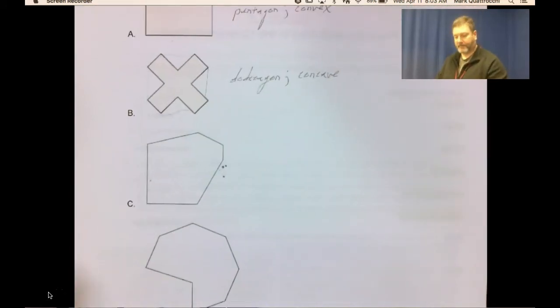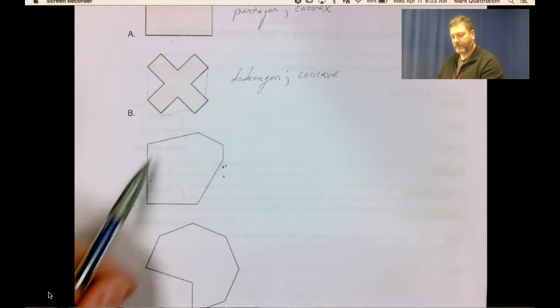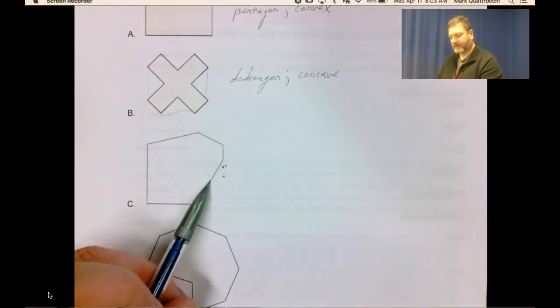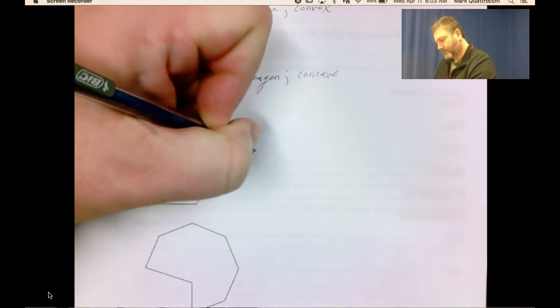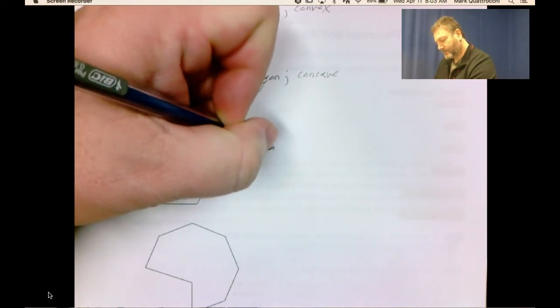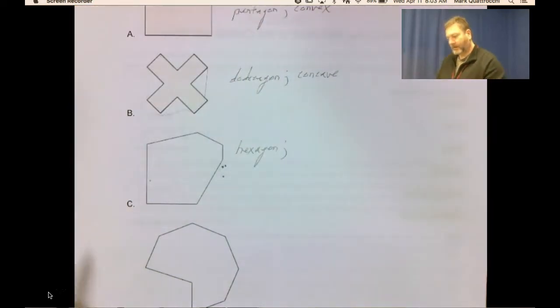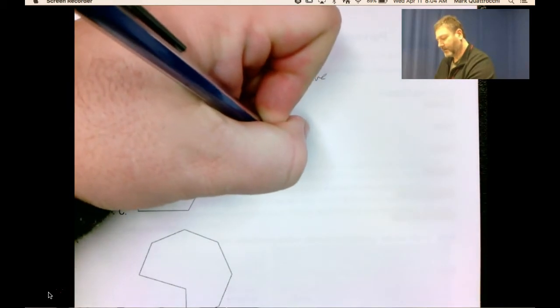Part C: 1, 2, 3, 4, 5, 6, making this a hexagon. Again, there aren't any diagonals that are outside of this, so it is convex.